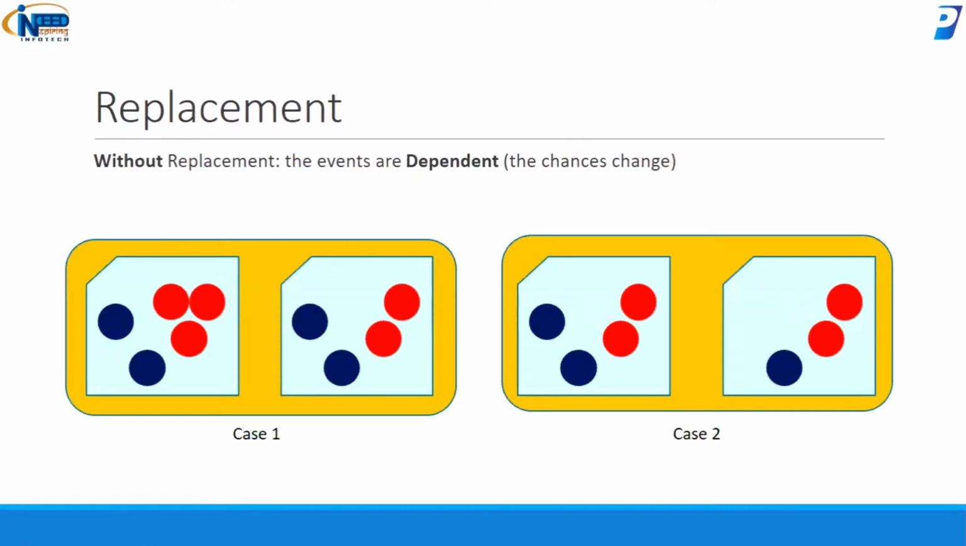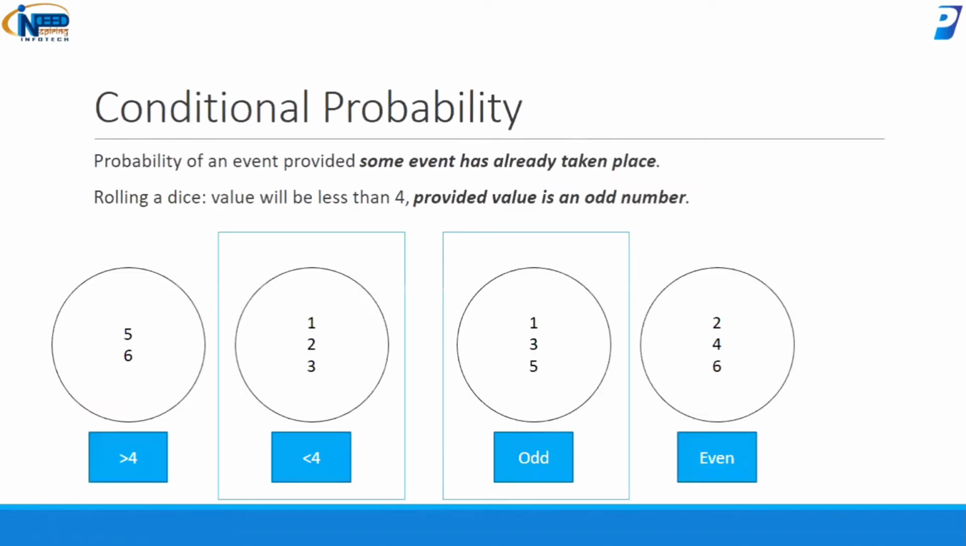Now let us move ahead and discuss conditional probability. Conditional probability is the probability of an event such that some event has already taken place. Look at this example here. We want to identify the probability that the value will be less than 4. In a normal case of rolling a dice, the total number of possible events is 6.